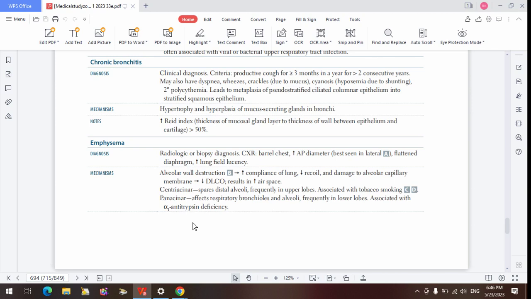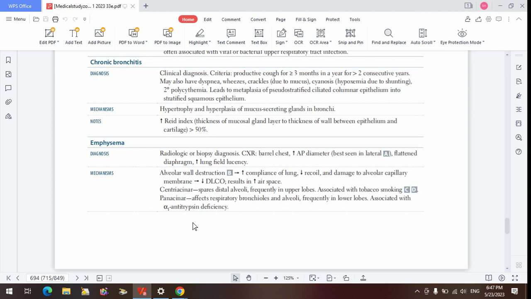Okay. Now what happens? When there's alveolar wall destruction, the elastic recoil is lost. That means that the compliance of the lung is very high. They are very compliant during inspiration. They can take a lot of air inside. But the recoil is lost, so they cannot bring out air during expiration. And of course, the damage spreads and involves the capillary membrane itself. The capillary membrane is one of the components of the respiratory membrane that allows for diffusion of gases between the alveoli and the pulmonary capillaries.